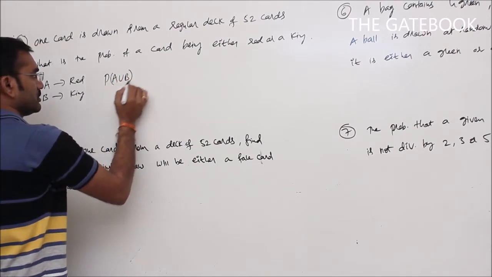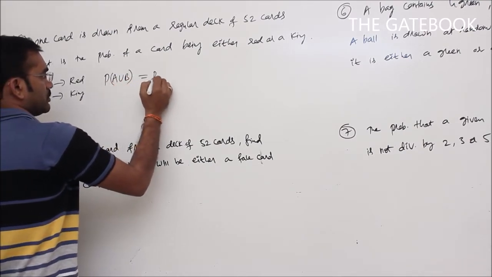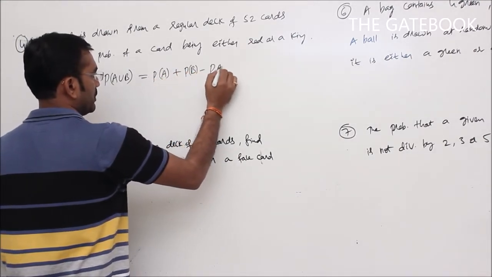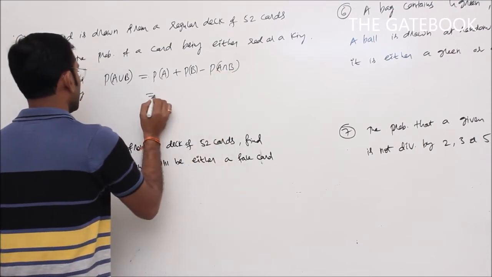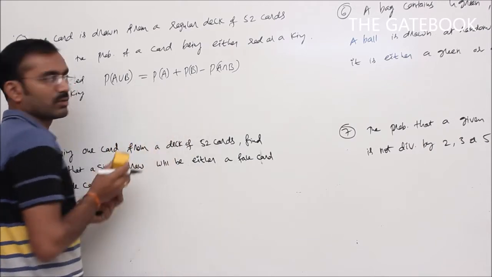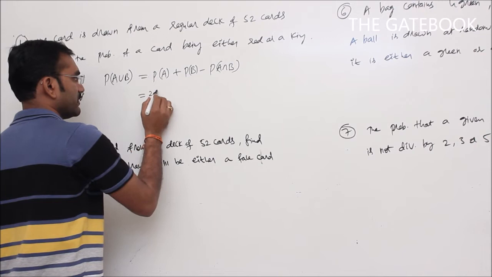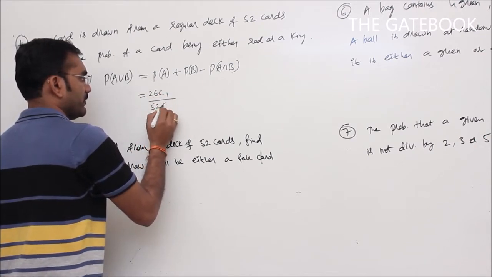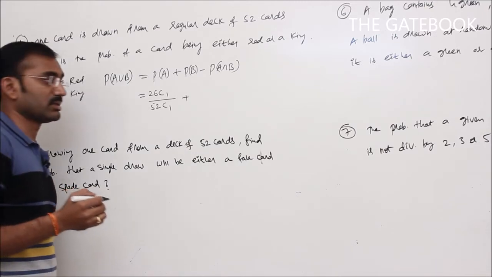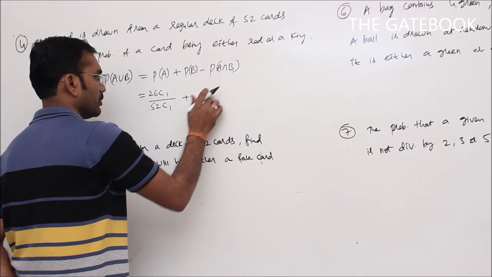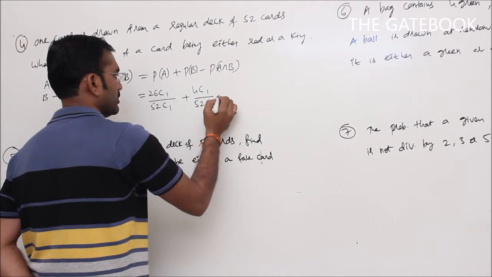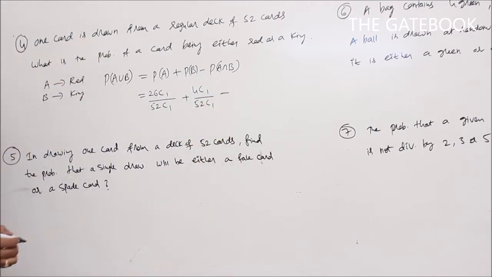Or means we get union, and means intersection. So using the addition theorem of probability, I can write P of A plus P of B minus P of A intersection B. So probability of drawing a red card: 26 red cards are there, so out of 26 red cards we draw only one card. That can be done in 26C1 ways, 26C1 by 52C1, plus probability of drawing a king card. Totally there will be 4 king cards. Out of 4 king cards, you draw only 1 king card. That can be done in 4C1 ways by 52C1, minus the probability of drawing a red king card.